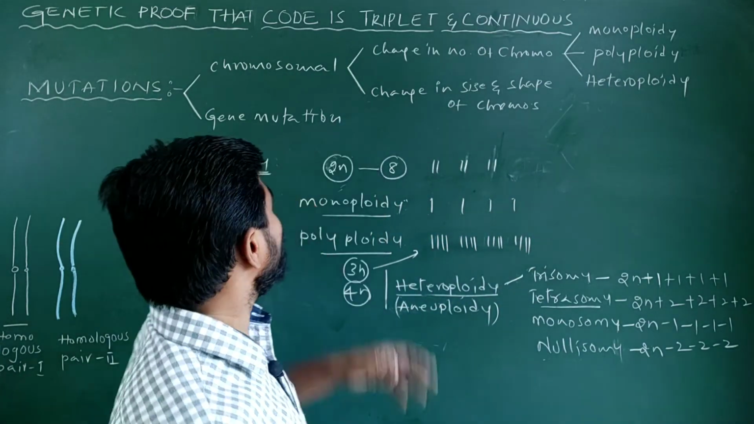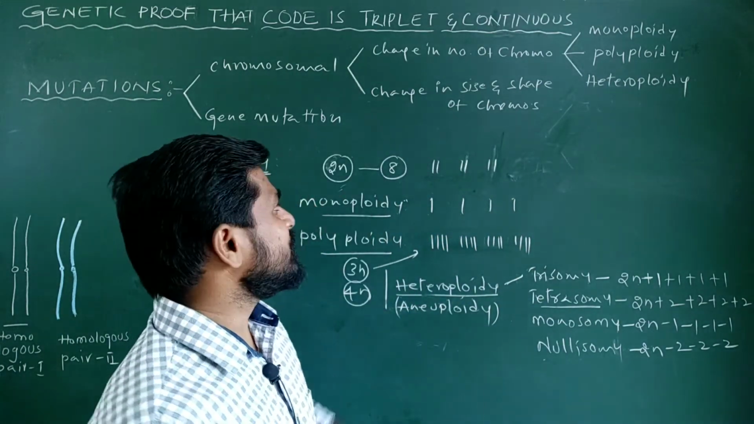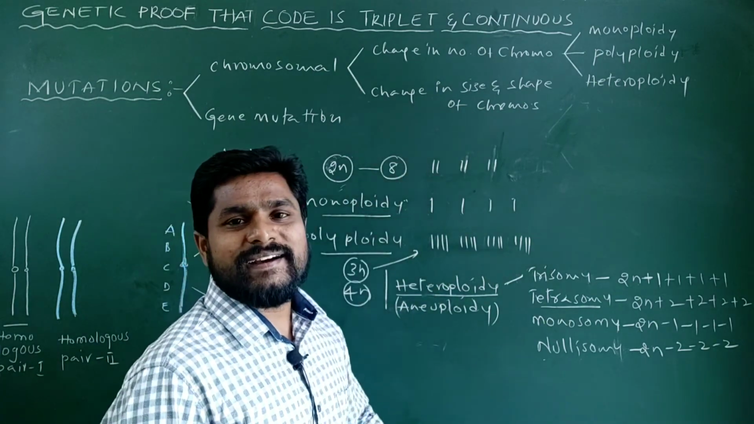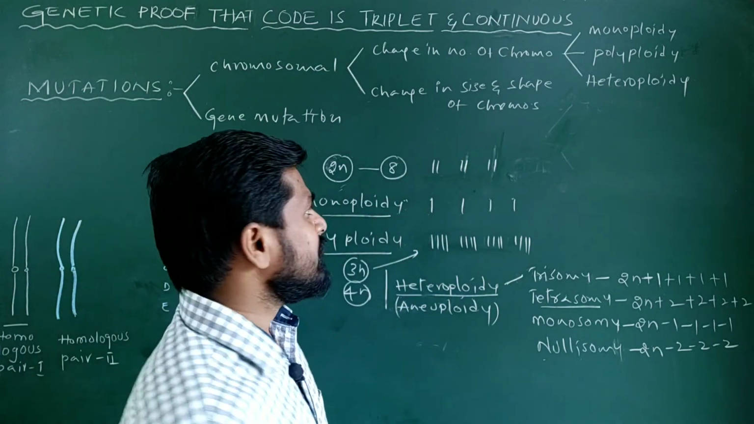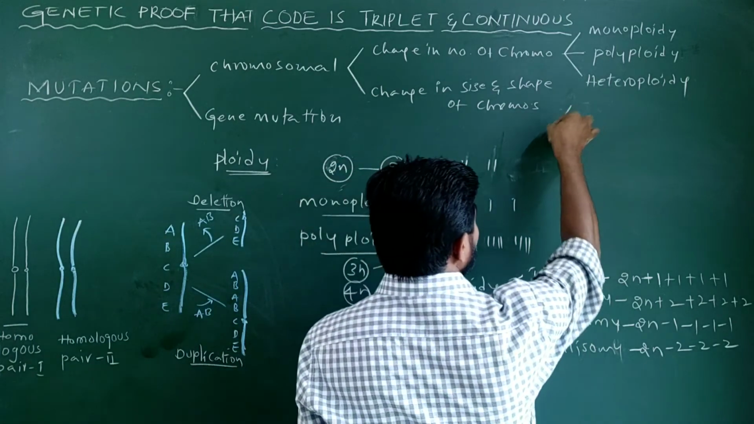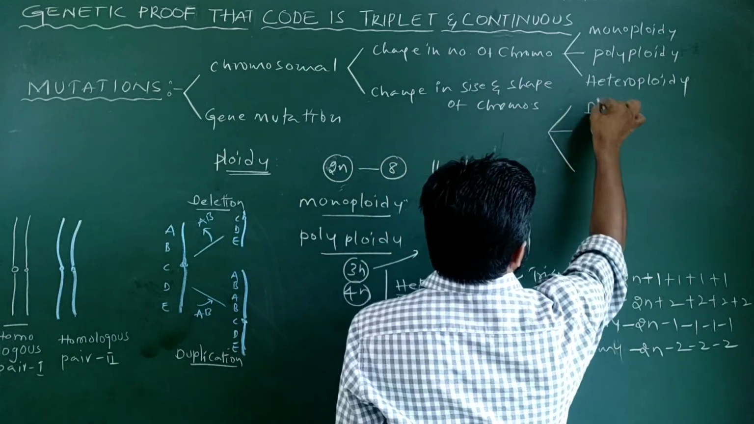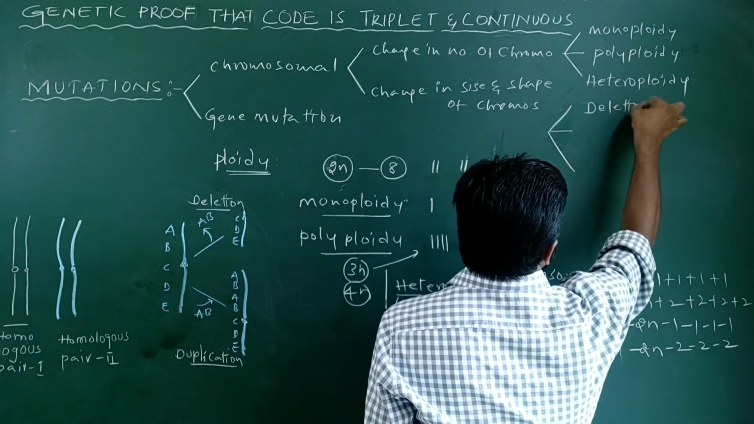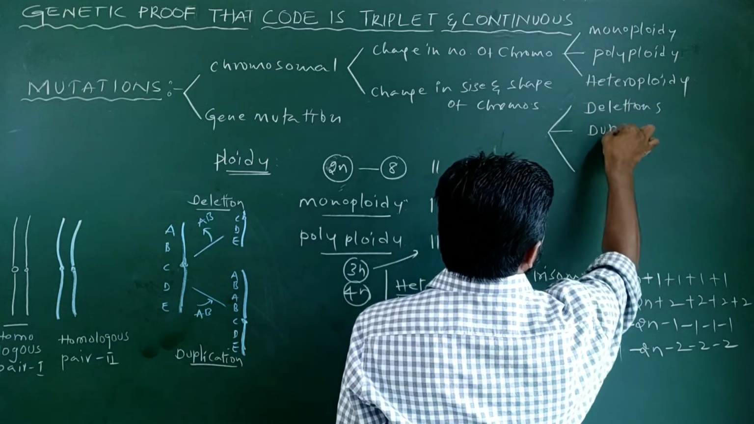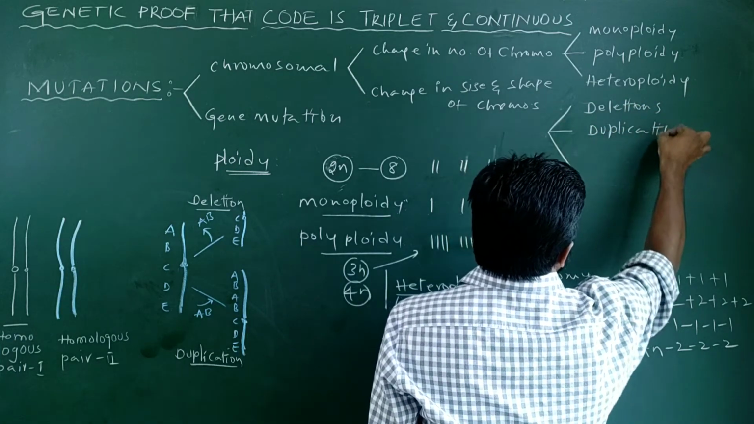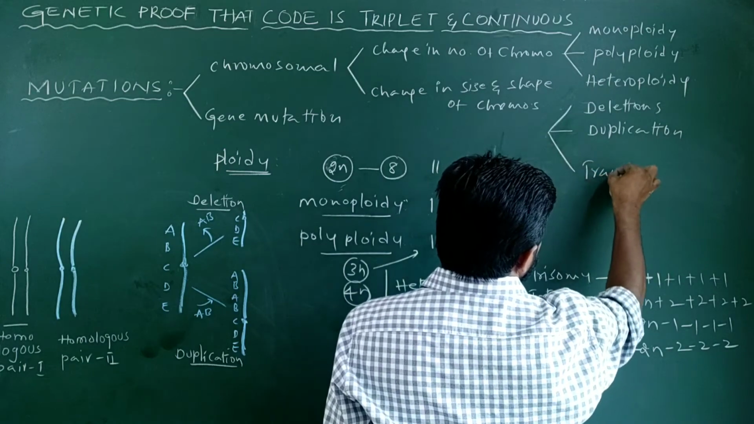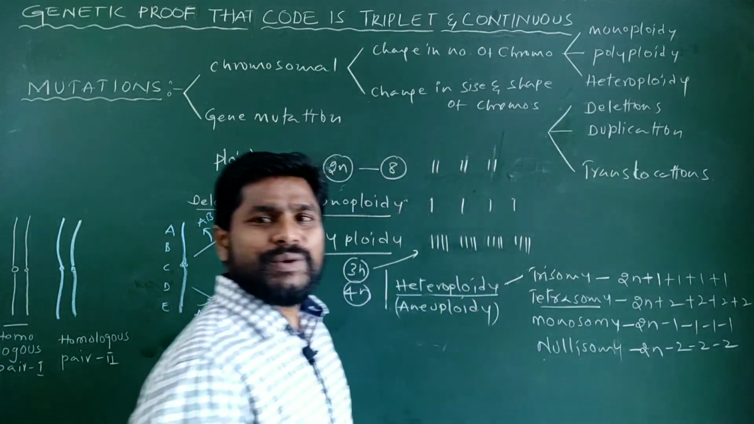And now let us move on to the chromosomal mutations due to change in size and shape of chromosome. This type of mutations are also three. Those are deletions, duplications and translocations. Let us discuss one by one.